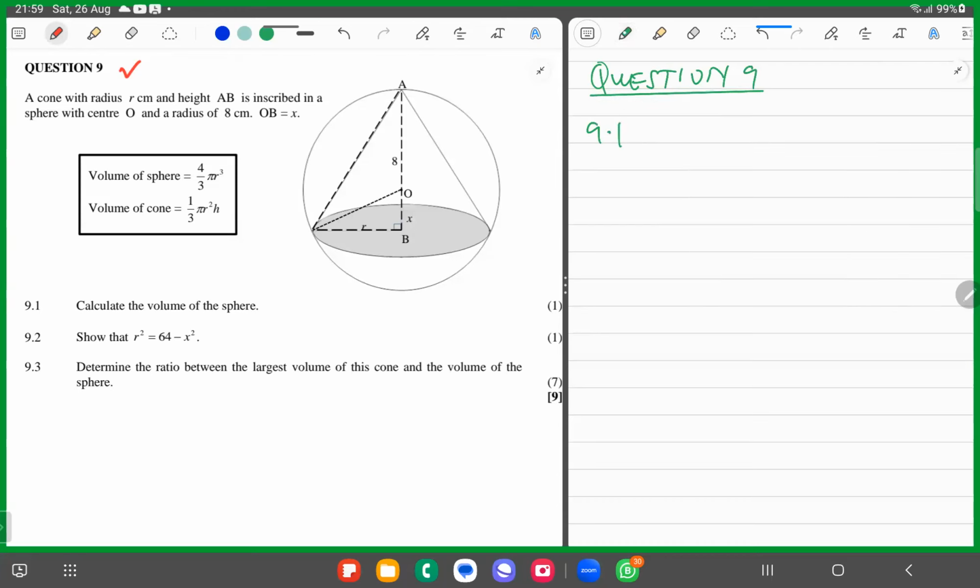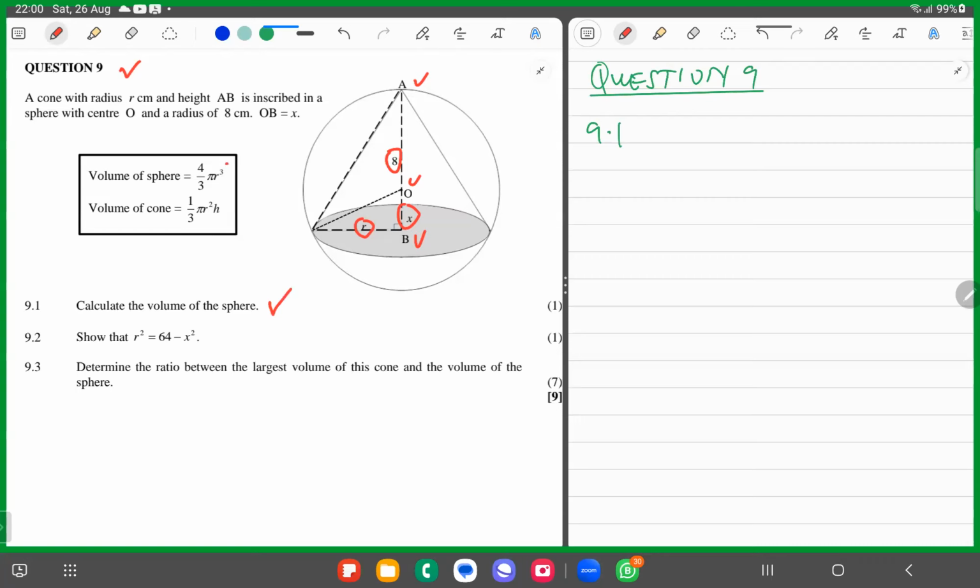Right, in 9.1, a cone with radius r centimeters and height AB is inscribed in a sphere with center O and a radius of 8 centimeters. OB is x. Calculate the volume of the sphere.